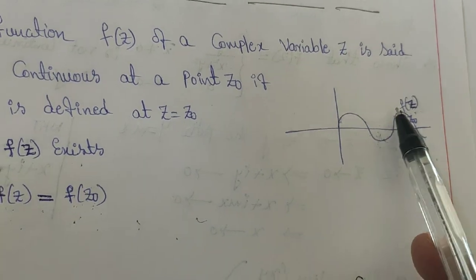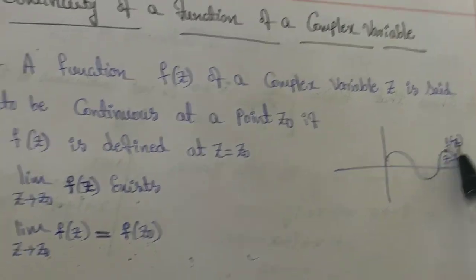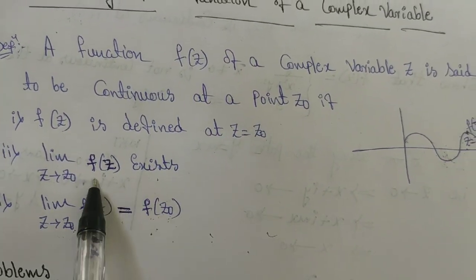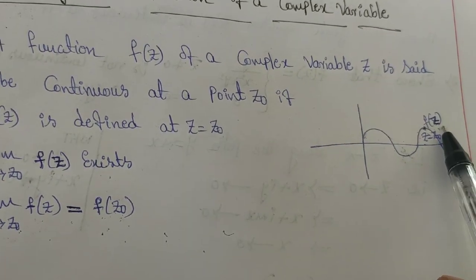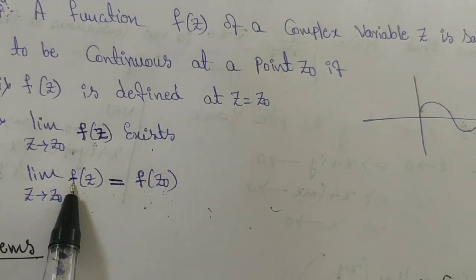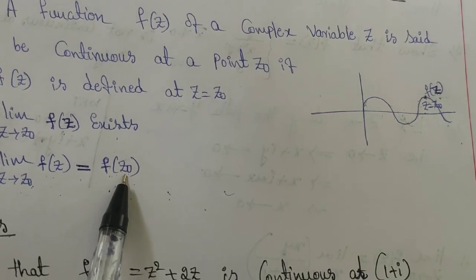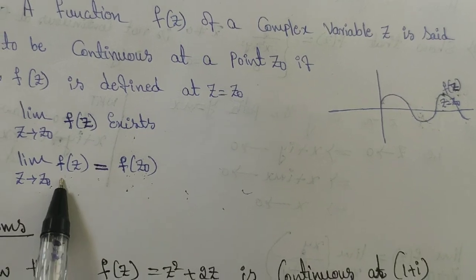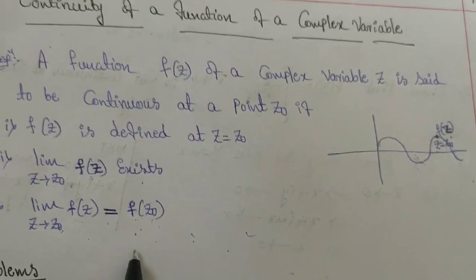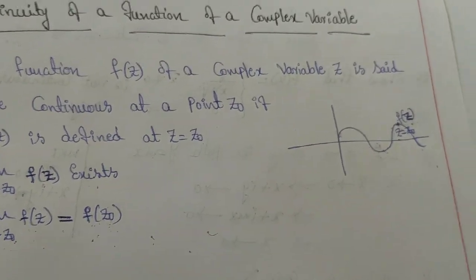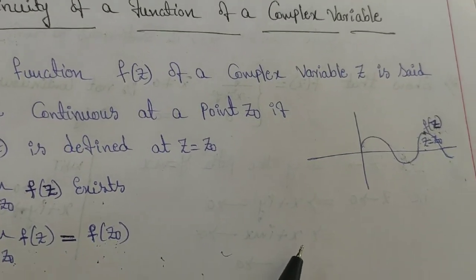Next, the second point is that the limit of the function should exist. Third point, the limit of the function must be equal to the function value at that point. The point you choose, the function value at that point z0 must be equal to the limit of the function. If it satisfies all these conditions, then we can say this function is continuous. This is the definition for continuity of a function.